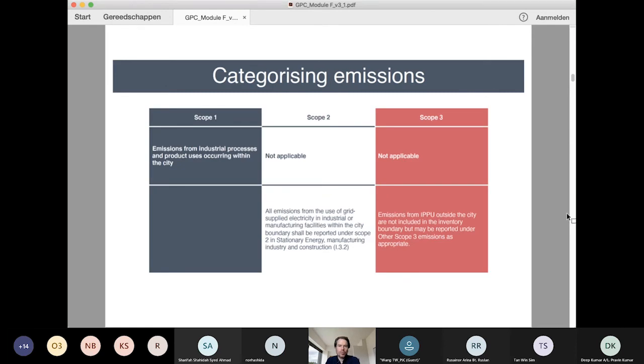We only apply this to Scope 1 emissions in the Basic Plus framework. So these are emissions from industrial processes and product use taking place within your city. There are no Scope 2 emissions, and Scope 3 emissions are covered under other Scope 3, but they're not part of the GHG framework at all. Any electricity used at facilities that may be part of an industrial process, where industrial processes might be happening, should be reported under 1.3.2 under industry. So we're only really looking at Scope 1 emissions from IPPU.